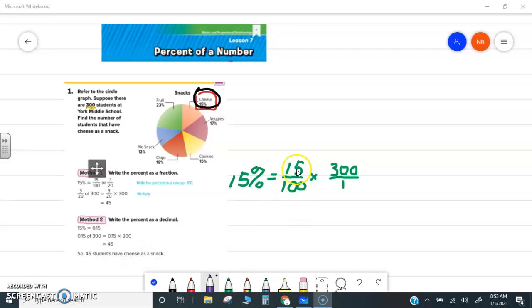Then what we're going to do is take our fractions and multiply them times the total number of students, okay? So in this case, I took my 15 over 100 and times it by 300 over 1, all right? So now that I've taken these fractions, we can cross cancel and we can simplify 100 and 300. 100 goes into 100 one time. 100 goes into 300 three times.